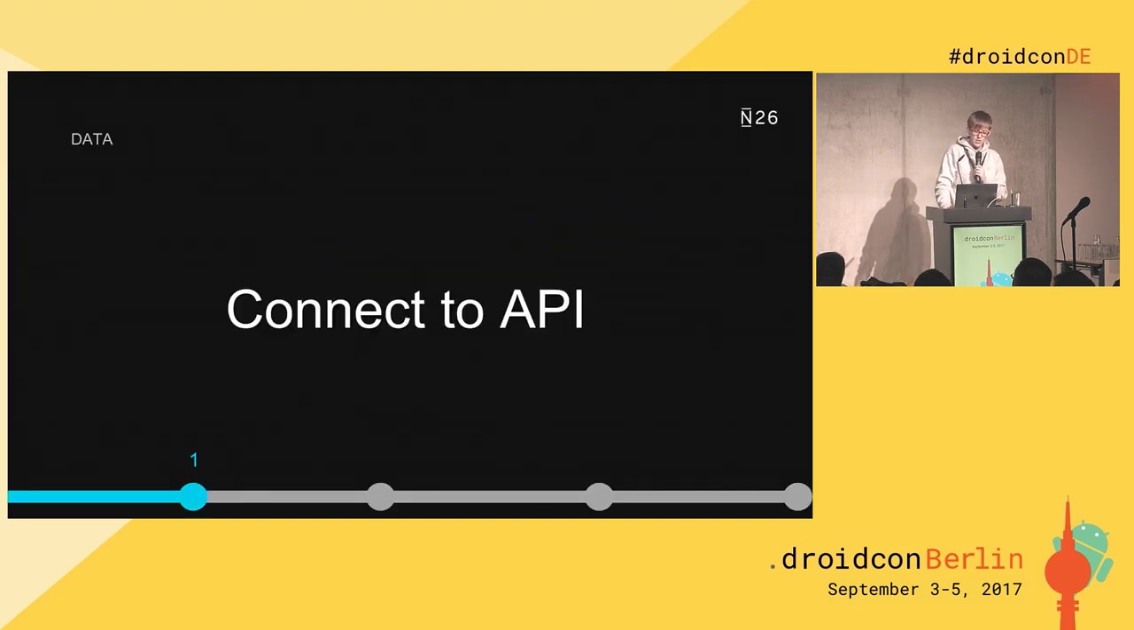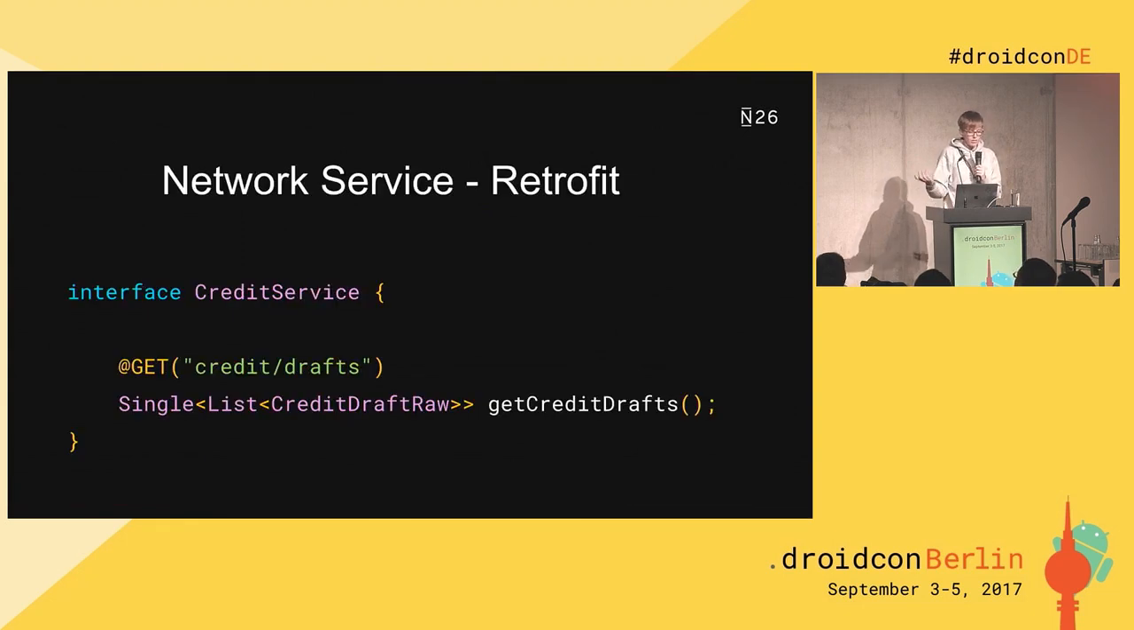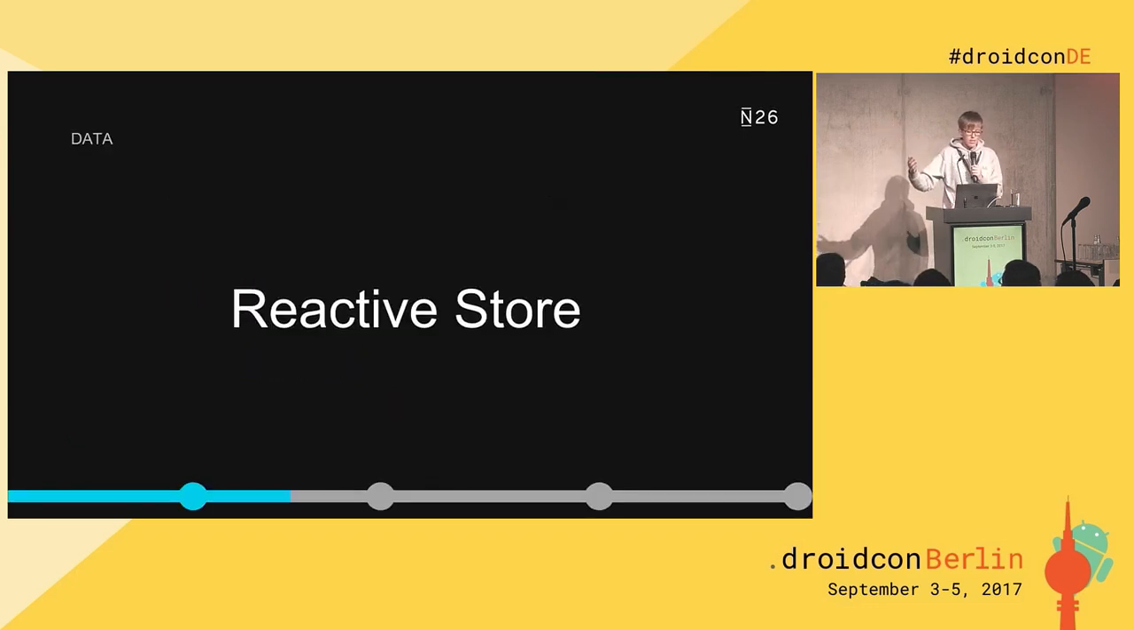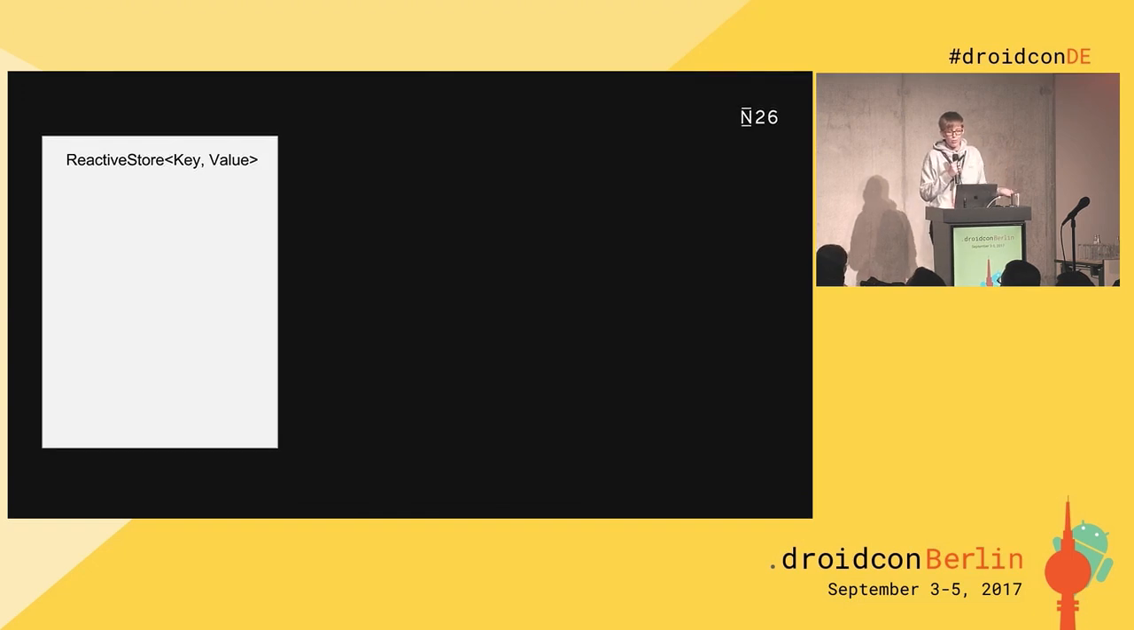So, first step, let's connect to the API. This is fairly simple. Just as I said, the Retrofit service looks like this. I guess most of us are already pretty familiar with this. Then second step, well, actually 1.5, because I need to talk about the reactive store first. How does this work? What is this component doing exactly?